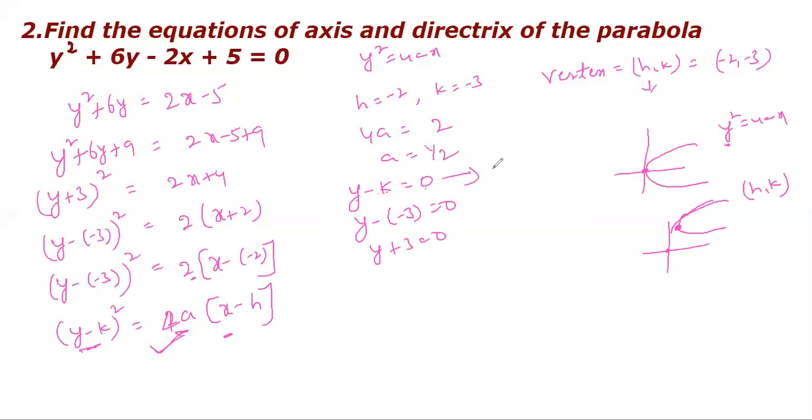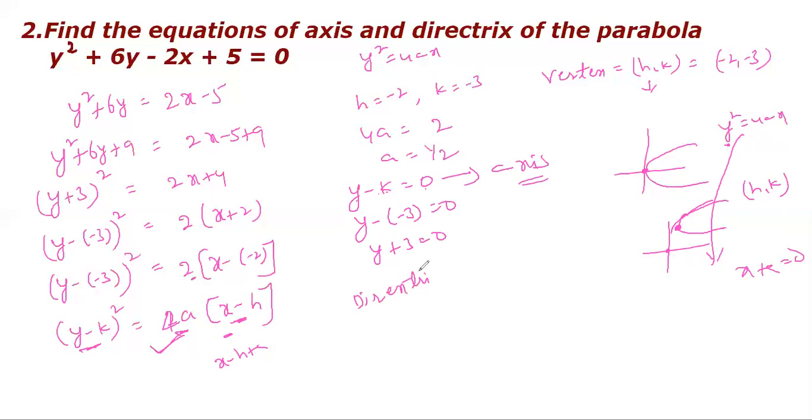This is about the axis. And next, the characteristic: the formula about x plus a for this question. For the form y squared equals 4ax, the directrix is x plus a equals 0. But for this form, in place of x we have to write x minus h plus a.